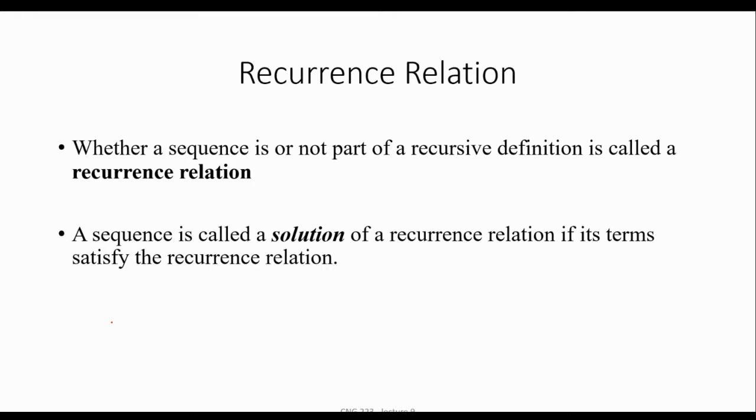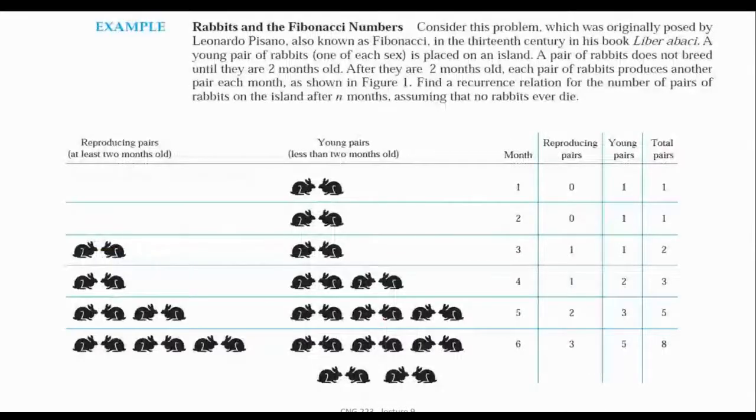And when we talk about the solution of a recurrence relation, it means that we are looking for a sequence. So this sequence can be the solution of that recurrence relation, but how does it happen? So let's go through the examples to see what we mean by recurrence relation and how we can find a solution for it. One famous one is related to Fibonacci. And let's see what this problem is about.